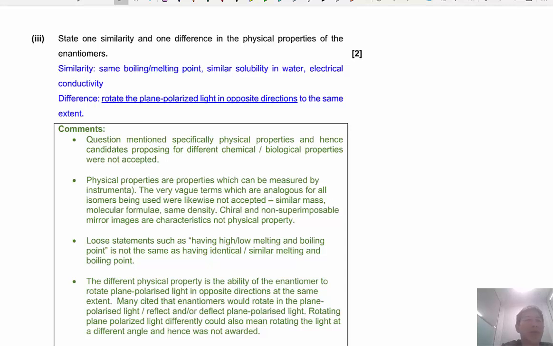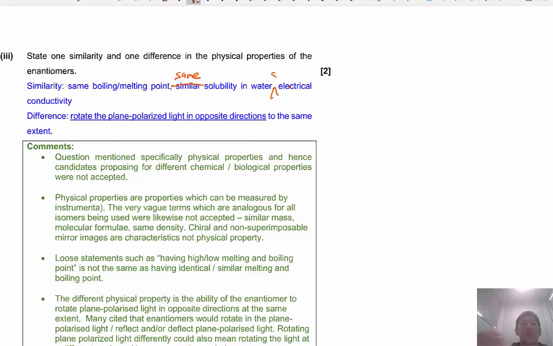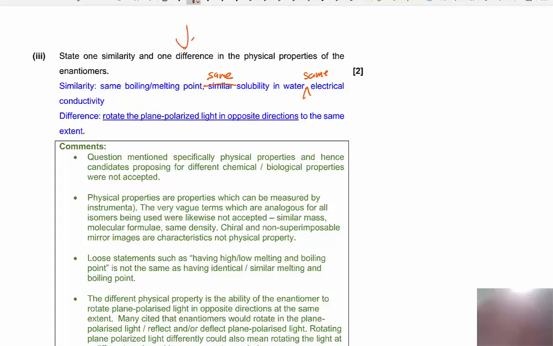The next one is just pure memory. State one similarity and one difference in physical properties of the enantiomers. Very easy, you can just say they're the same: melting point, boiling point, similar solubilities. Let's just say same solubility in water, same electrical conductivity. These are the physical properties. The only difference in their physical properties is that they rotate plane polarized light in opposite directions to the same extent. This one you just have to memorize.